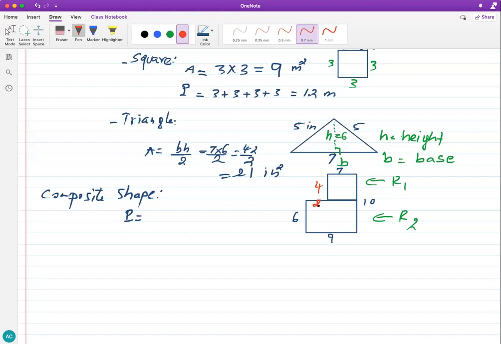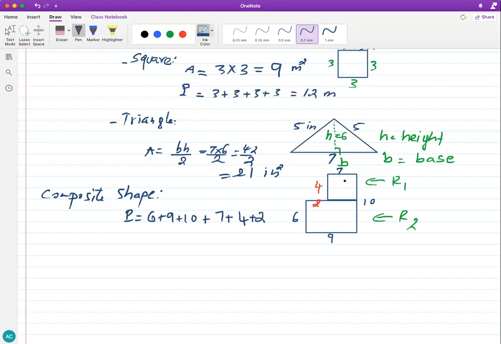So for the perimeter, you must include all the sides. So you'll be given a shape. Before you start adding, make sure you have all the sides. So the perimeter is easy, straightforward, just add all around. So 6 plus 9 plus 10 plus, this 10 is the whole thing. So all the way here, 7 plus 4. And again, these 2, only this, we don't need the inside.